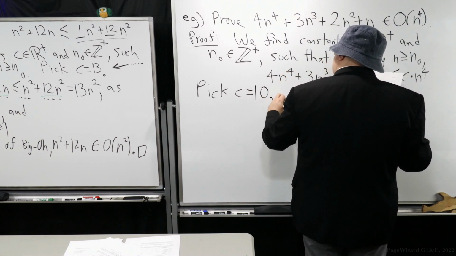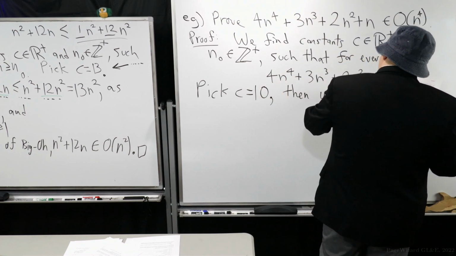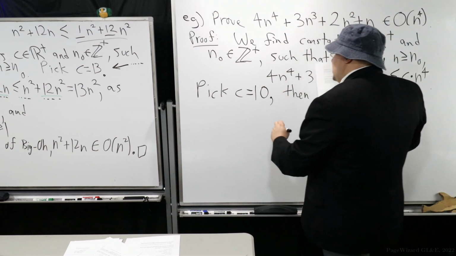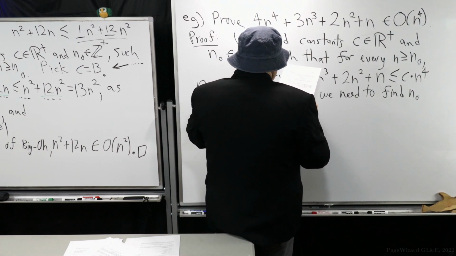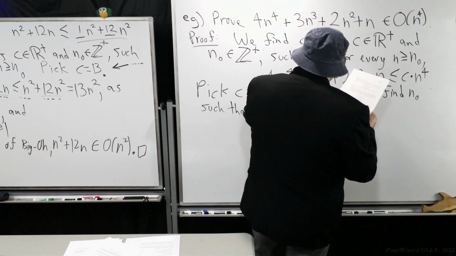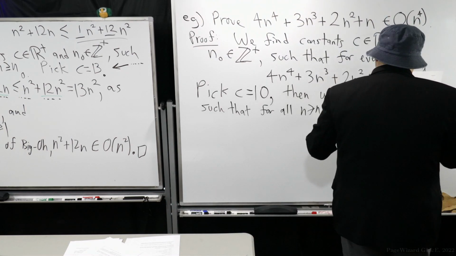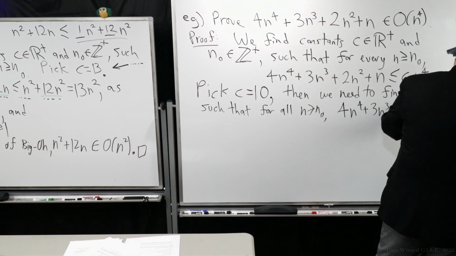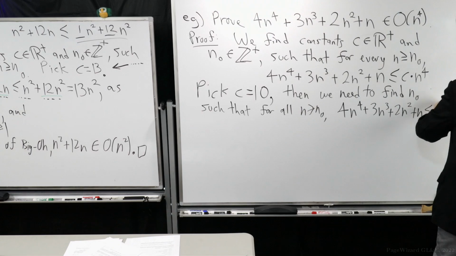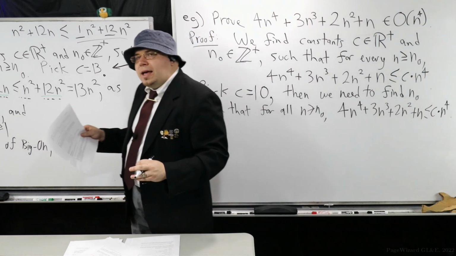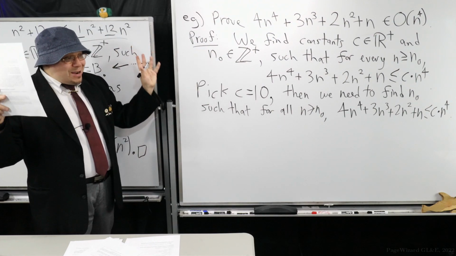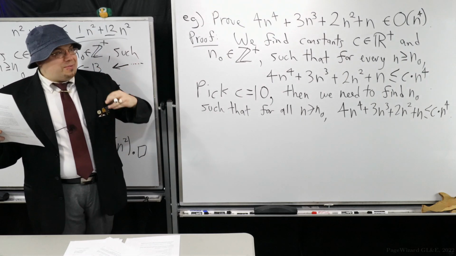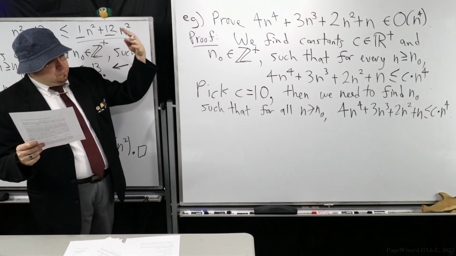So I'm going to pick c equal to 10. Then we need to find n0 such that for all n greater or equal to n0, 4n to the power 4 plus 3n cubed plus 2n squared plus n is less than or equal to c times n to the power 4. Now we're going to make the same exact kind of reasoning I did last time, except now instead of having just 2 terms, I'm going to have 4 terms.